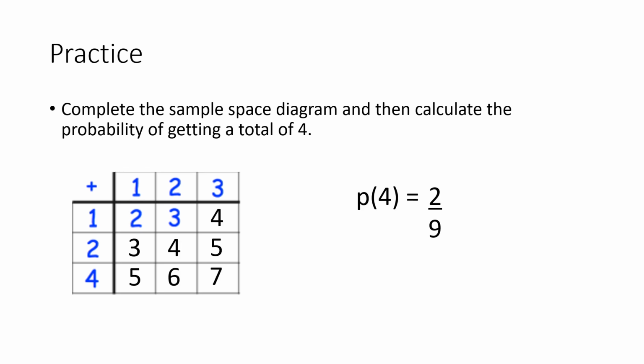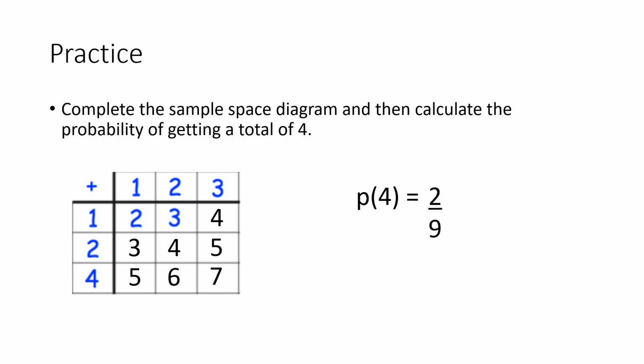Okay, so here's the completed sample space diagram in black. I could have got a 1 and a 3, which would have given me a 4. I could have got a 2 and a 1, which is 3, 2 and a 2, 4, 2 and a 3, 5. Or I could have got a 4 and a 1, 5, 4 and 2, 6, and 4 and 3, 7.